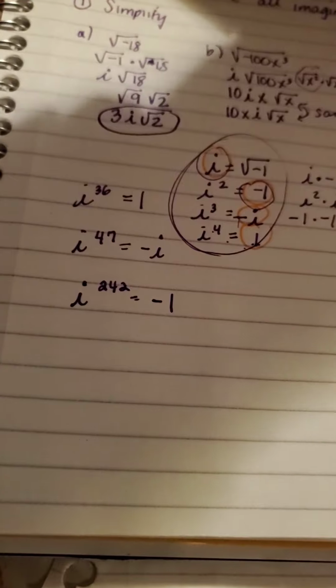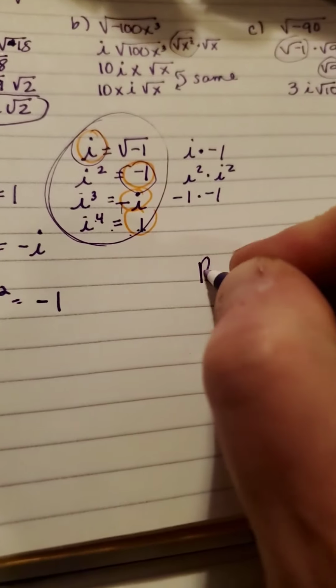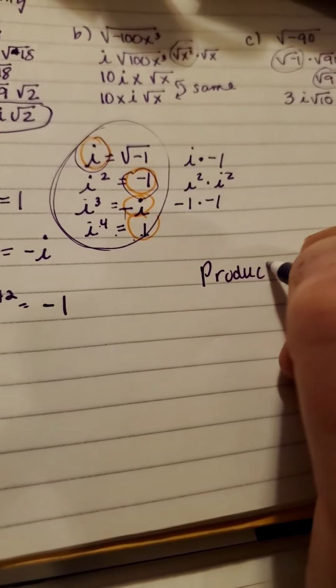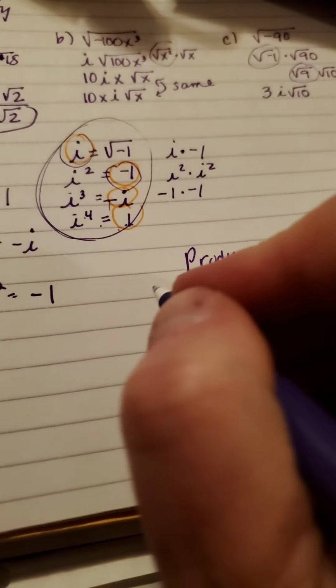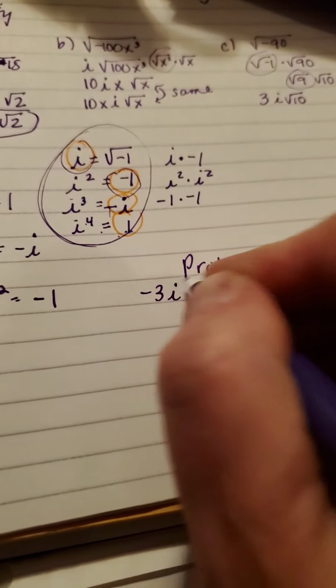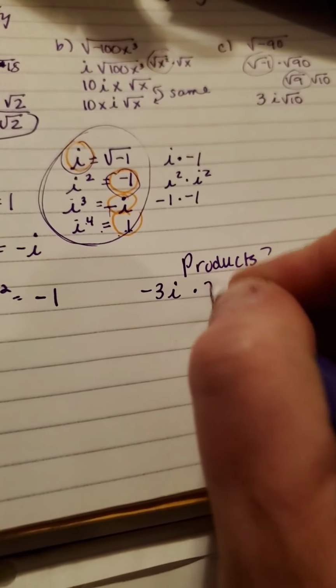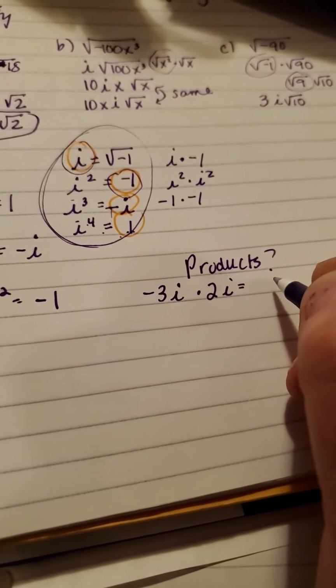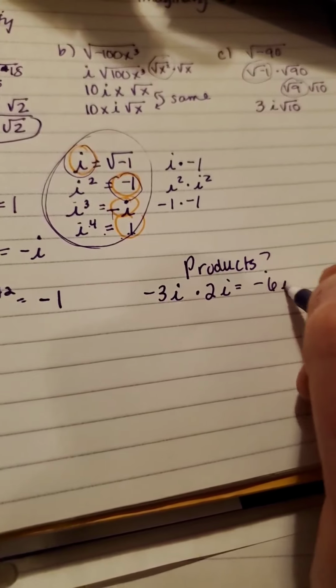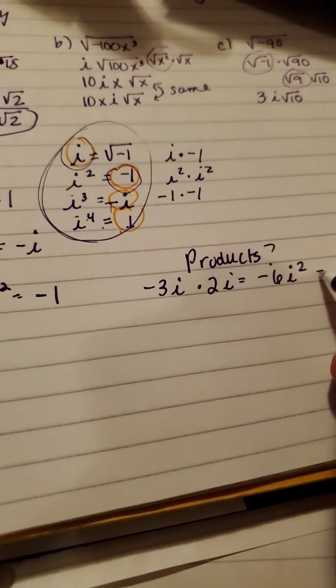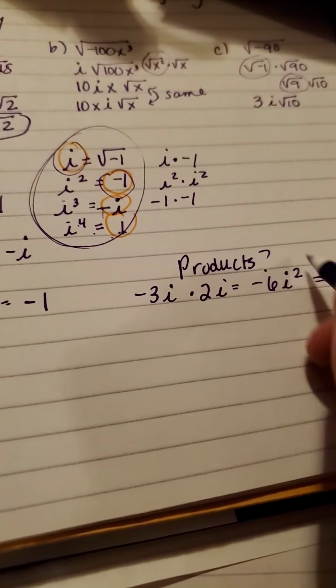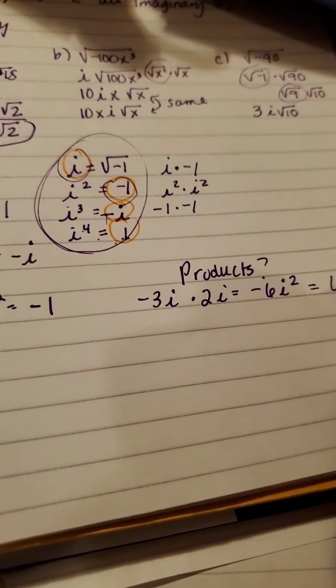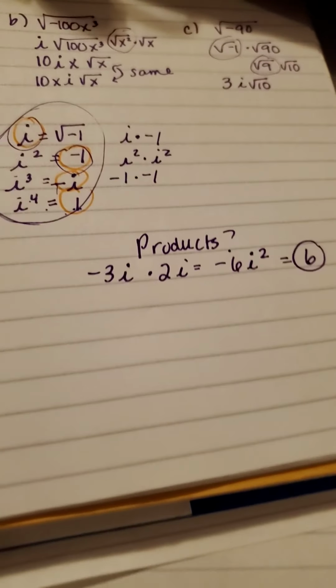So, when you go to simplify anything else like products, well, if I told you to do negative 3i times 2i, you would tell me, oh, that's negative 6i squared. And then you would immediately switch gears and tell me that i squared equaled negative 1, so that equals 6.